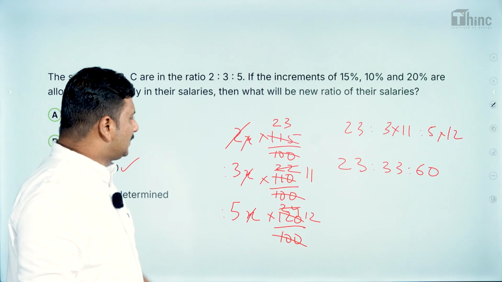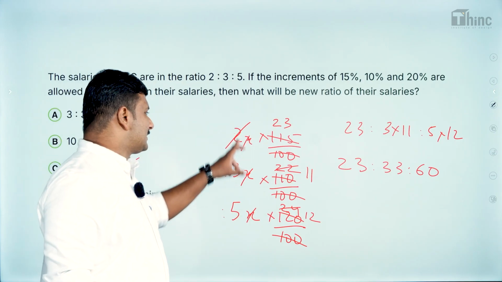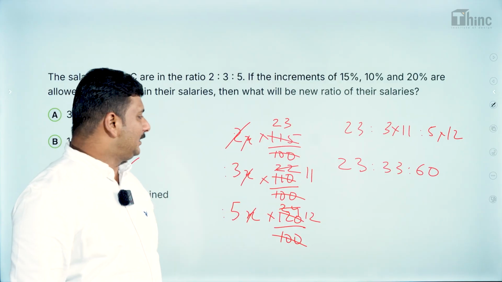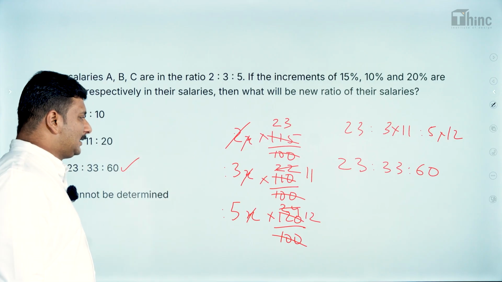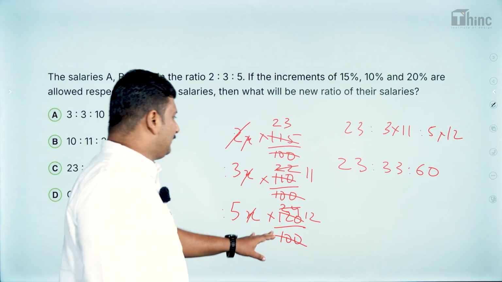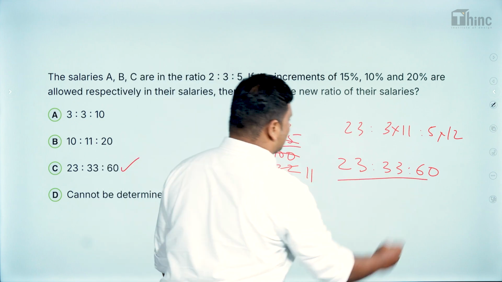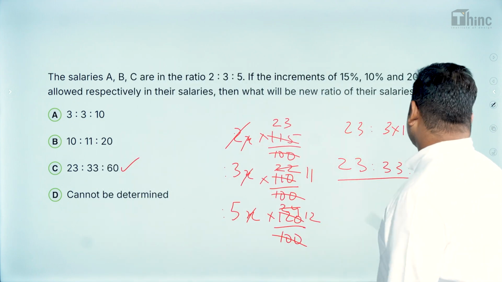So basically what we did is we kept the actual numbers as 2x, 3x and 5x since they are in this ratio. We increased each of them by 15%, 10% and 20%. That's why we are multiplying with 115 by 100, 110 by 100 and 120 by 100. Then when we take the ratio of the numbers, we cancel the common things off. And finally, we reach option C, which is 23 is to 33 is to 60. And that's the correct answer.